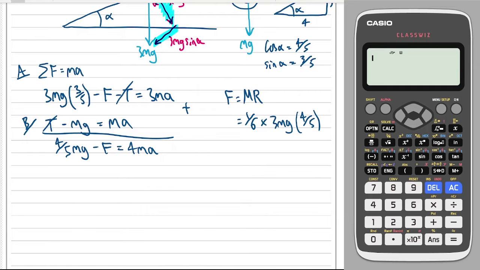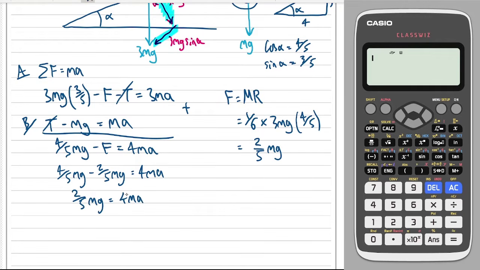So now, let's just simplify this down a little bit. So that's a half times 4/5, so that's 2/5 mg. So I'm going to get 4/5 mg minus 2/5 mg equals 4ma. So that's 2/5 mg equals 4ma. The m's will cancel nice and neatly. Divide through by 4, and I'm going to get a is equal to 2/5 divided by 4, which is 1/10 g, which is what they've asked for.